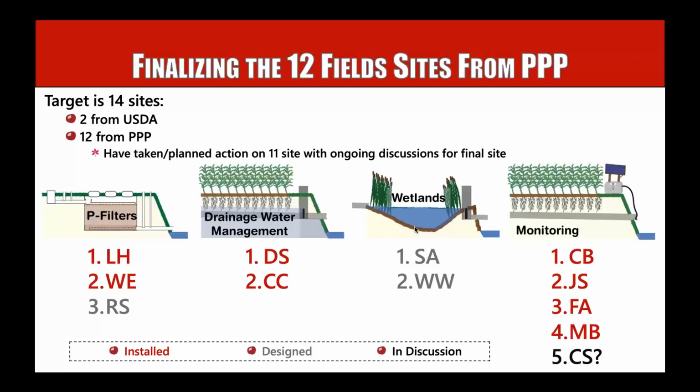So when we look across our 12 or 14 sites here, this is the breakdown right now of the different practices we're using. I know it's a little bit confusing between 12 and 14 sites. So there's 12 sites that we've identified from this project, and there's 2 sites that are shared from the USDA. So we have a total of 14 sites. Of the 12 sites, 3 of those are phosphorus filters, 2 of those are drainage water management systems, 2 of those are or will be wetlands. And then at 5 of those sites, we are only monitoring right now. And I'm going to talk a little bit about that in the future, why we're just monitoring those sites.